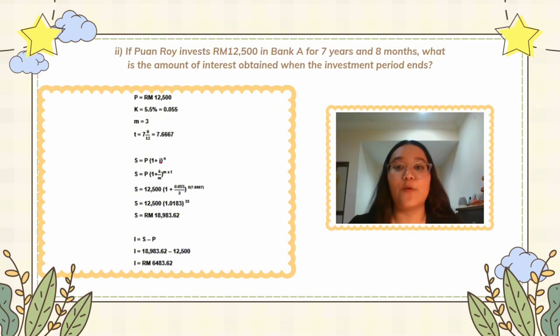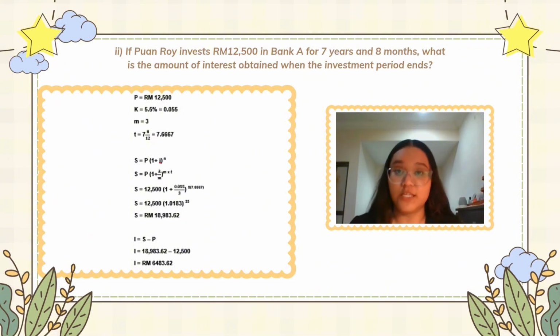Then we can use the original compound interest formula, which is S equals P multiplied with 1 plus I to the power of N. Hence, we will get S equals 12,500 multiplied with 1 plus 0.055 divided by 3 to the power of 3 multiplied with 7.6667. So 12,500 multiplied with 1.0183 to the power of 23. Therefore, we would get S, which is 18,983 ringgit and 62 cents.